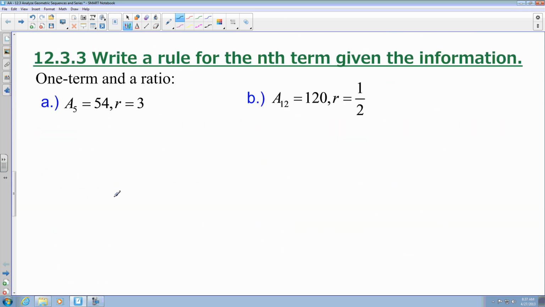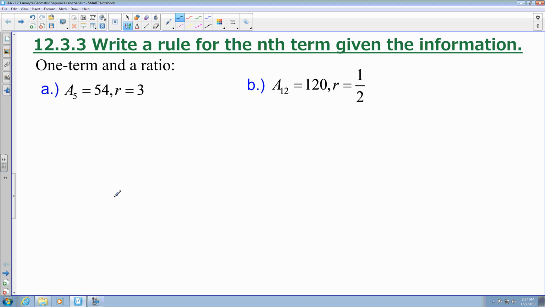Just like we had in 12.2, we are given one value in the sequence, and then we're also given our common ratio. And what they want us to do is find what a sub 1 is and then give the rule for the nth term. So very similar to what we did in the previous section. We'll get to use our general equation, which is a sub n equals a sub 1 times r to the n minus 1 power.